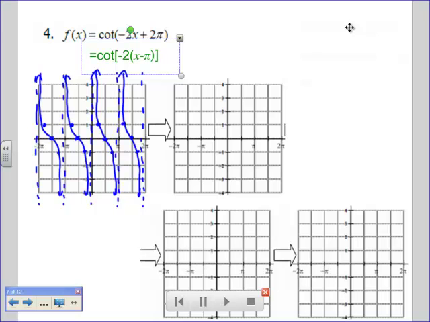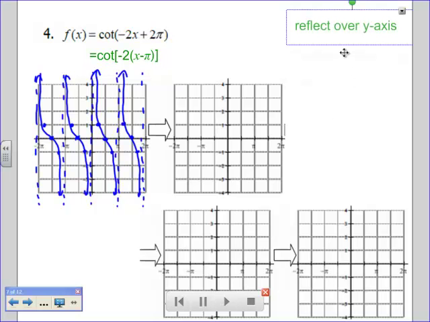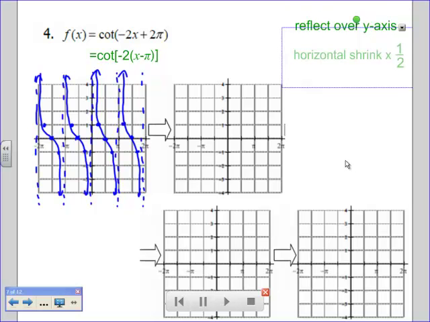The first transformation you should notice is a reflection over the y-axis that you get because of the negative inside the parentheses. The second is due to the 2 for b. You get a horizontal stretch or shrink by taking the reciprocal of b, which would be 1/2, which would cause a horizontal shrink. And the final piece of our puzzle should move this function right pi because of the minus pi.